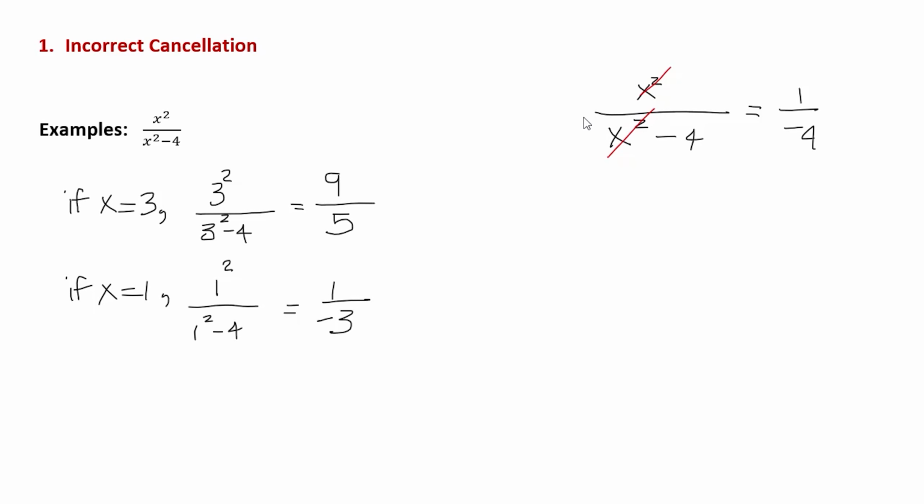So the mistake here is incorrect cancellation. I actually hate cancelling. Don't cancel. What you're looking for is a factor of 1. So what are the factors in the numerator? Well, they're x and x. And what are the factors in the denominator? Well, that would be x minus 2 and x plus 2 are the factors of x squared minus 4. And there are no factors in common. There is no way to cancel anything here.